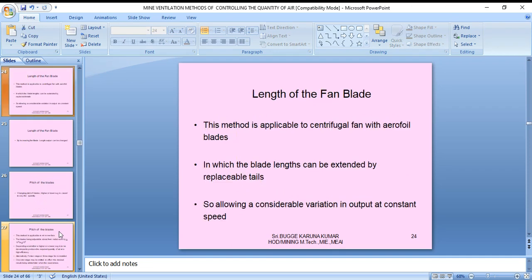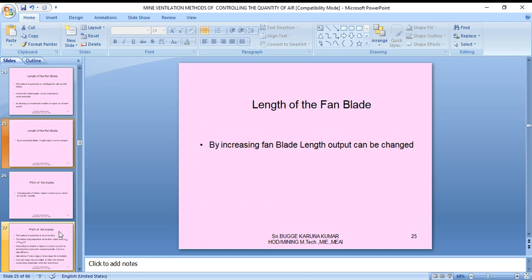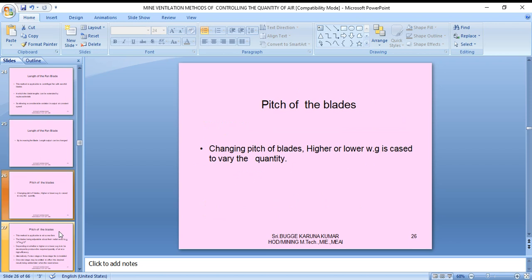Length of the fan blade. This method is applicable to centrifugal fans with aerofoil blades, in which blade length can be extended by replaceable tails, allowing a considerable variation in output at constant speed. By increasing the fan blade length, output can be changed.